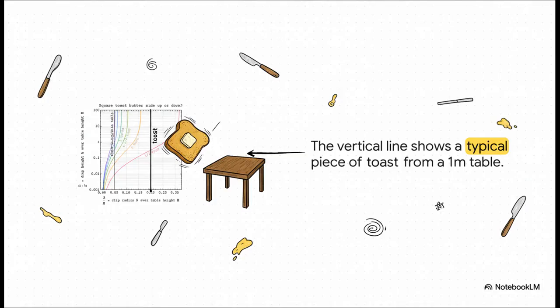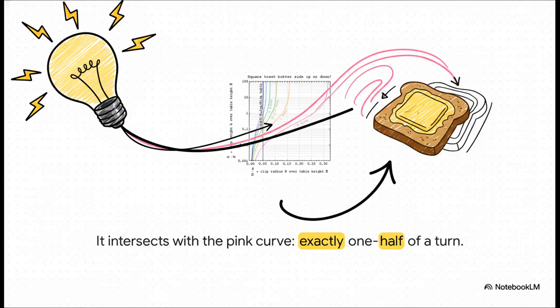Well, look for that vertical black line that's labeled toast. This line represents a pretty average piece of toast, with a normal clip falling from a totally standard 1-meter high table. And here it is. This is the big reveal, the aha moment. If you follow that black toast line up, where does it land for most of the drop heights? Bam! It hits that pink curve almost perfectly.